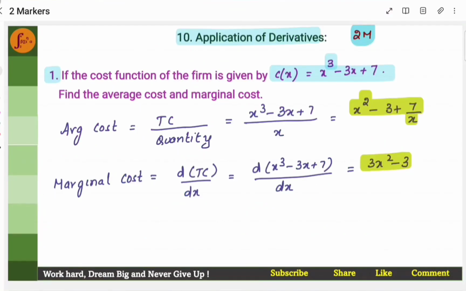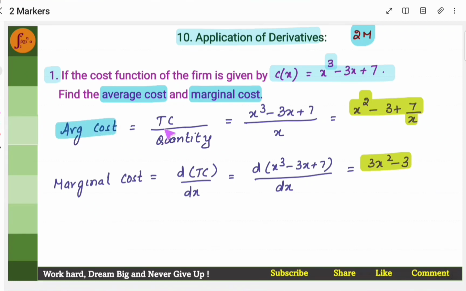Let's look at each of the questions here. If the cost function of the firm is given by, this is the cost function, find the average cost and marginal cost. Now, we'll have to remember the formulas here for sure, right? Without formulas, we'll not be able to solve these problems.